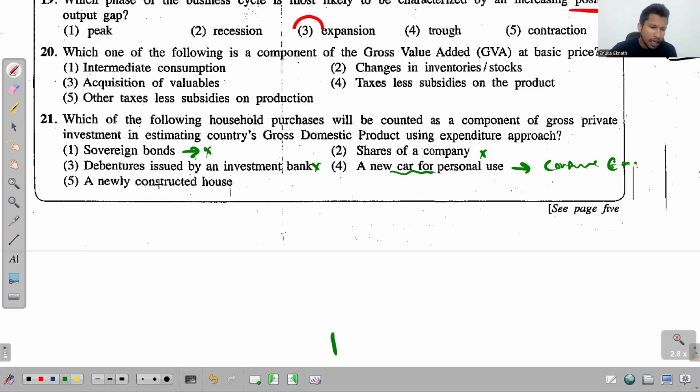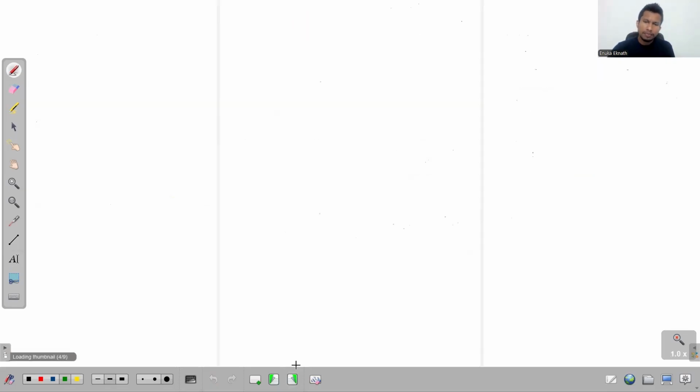And the fifth one, newly constructed house. Again, theoretically, yes, true, we consider houses as a part of capital goods, so that building houses, if not purchasing houses, is considered as an investment under the expenditure approach, right? So that's the answer for this question 21, the fifth one.